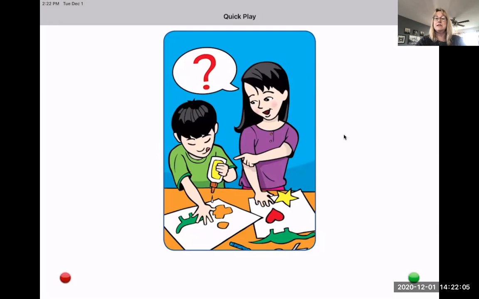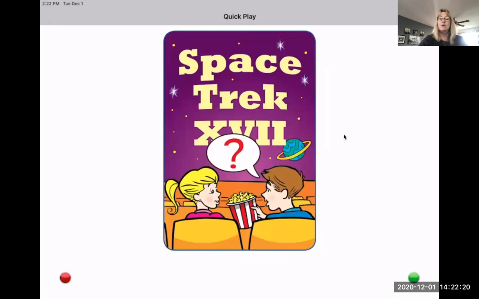All right, she might be saying, may I use that glue when you're done? Or she might be saying, is there enough glue for me to use too? Some question about the glue. Okay.